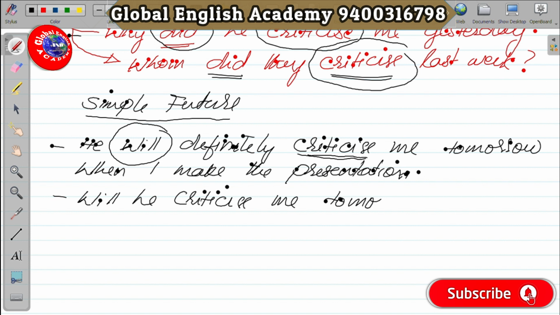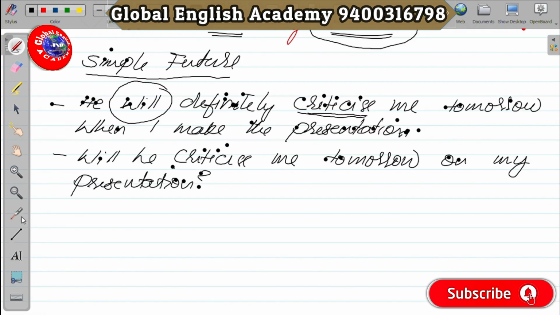If we ask a question for that, how to create a question? Will he criticize me tomorrow? If I have any doubt, if I'm not sure about it, we can ask a question. Or for the statement also, you can create a question like, will he criticize me? When will is used, use the present tense. May, might, will, shall. Every time these usages come, you should use the present tense of the verb. Will he criticize me tomorrow on my presentation, is the question to be created there.